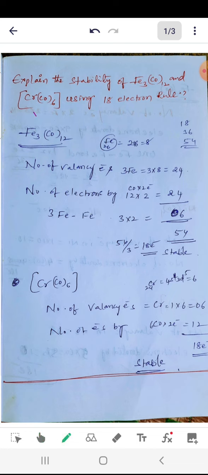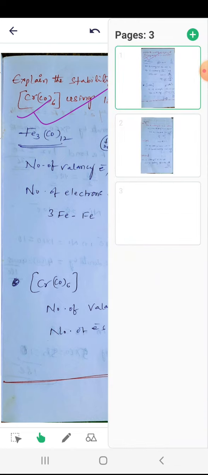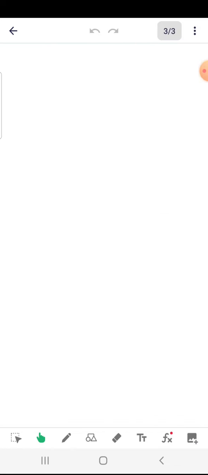లెట్ us టేక్ ద ఫస్ట్ కాంపౌండ్ ఇయర్. సో ఇయర్ Fe3CO12. So simple, you have to take the central atom here, the iron. Iron is the atomic number 26, the configuration is argon 4s2 3d6.